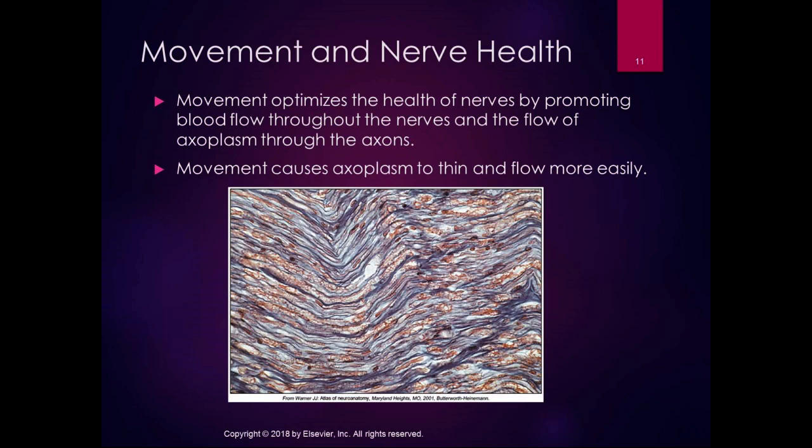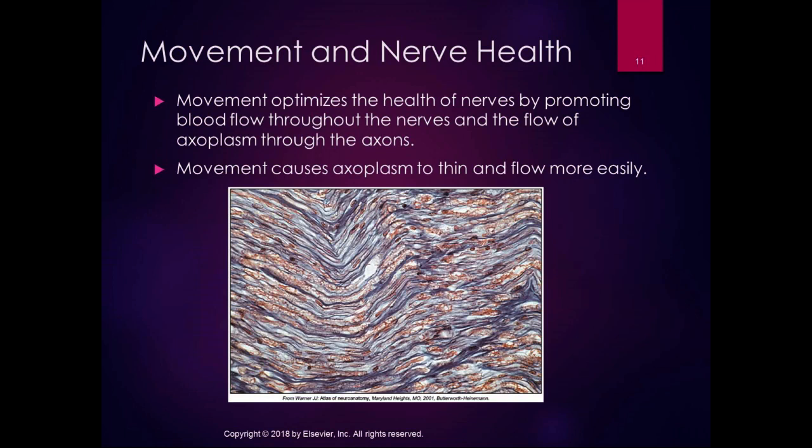So movement optimizes the health of nerves by promoting blood flow through the nerves and the flow of axoplasm through the axons. So if you don't have any movement, the axoplasm will sort of thicken up, and you won't have as good a flow. The axoplasmic transport from the soma to the axon terminal will not work as well if the axoplasm is thicker. So movement of the nerves causes the axoplasm to thin and flow more easily. So when the axoplasm thickens because of immobility, it becomes more resistant to flow.